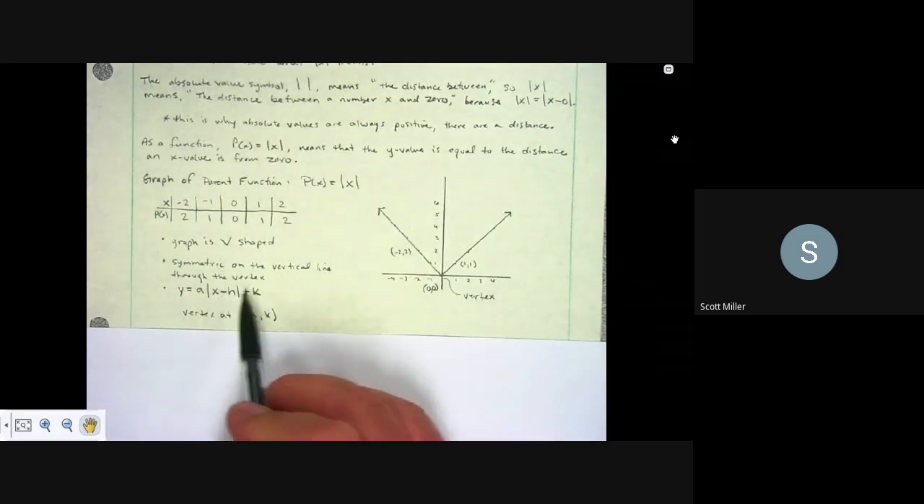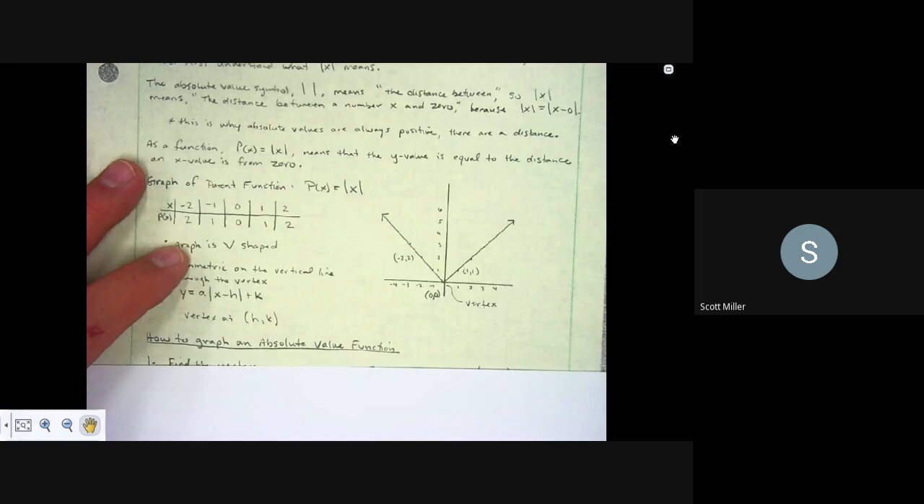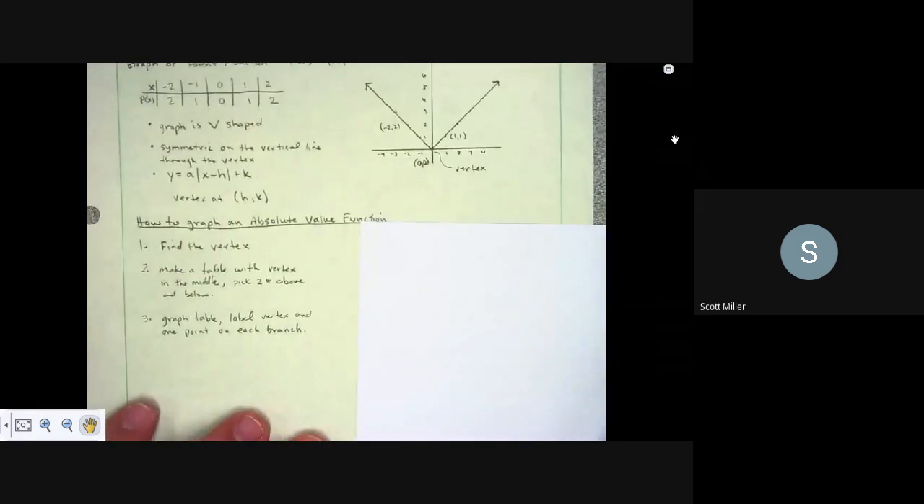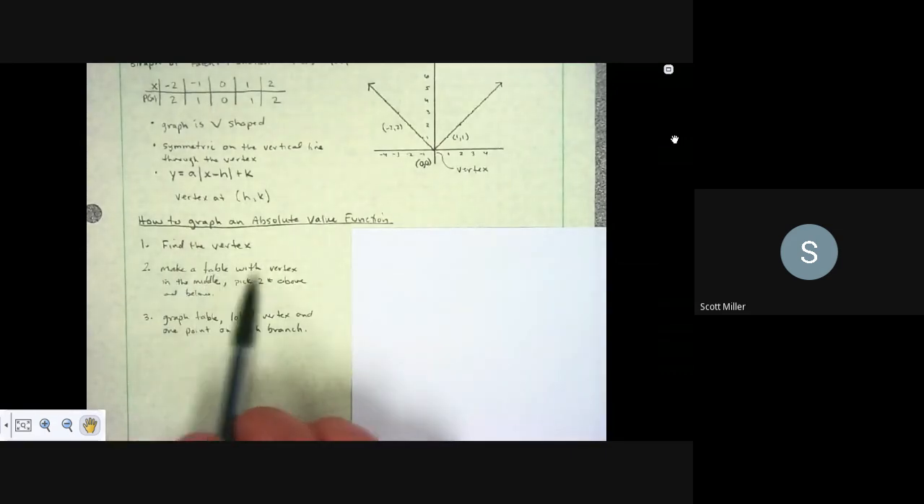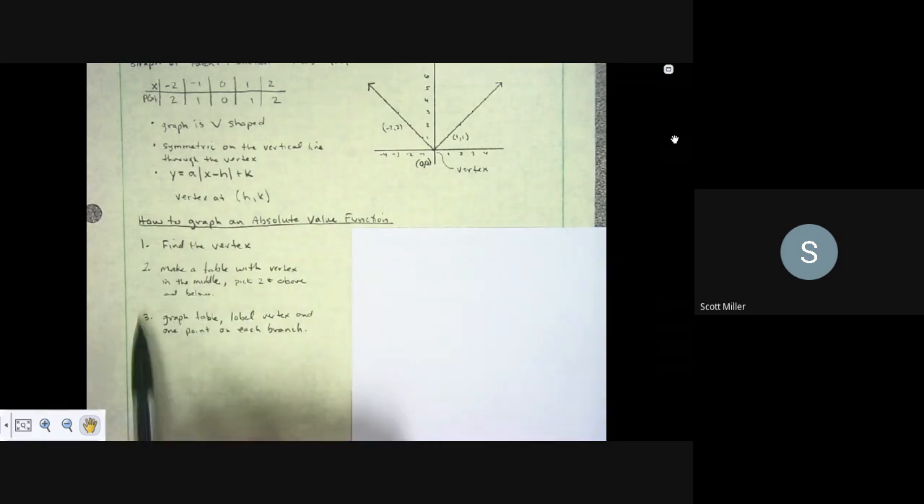So the first thing you want to do in graphing an absolute value function is find the vertex. I'm going to walk you through this. I'll lay it out for you, and then I'll show you an example. Here's what we're going to do. We're going to find the vertex. We're going to make a table with the vertex in the middle. Then we're going to pick two numbers above that number and two numbers below. We're going to graph that table. We're going to label the vertex and 1 point on each branch. And we also want to name the absolute value equation if we need to.